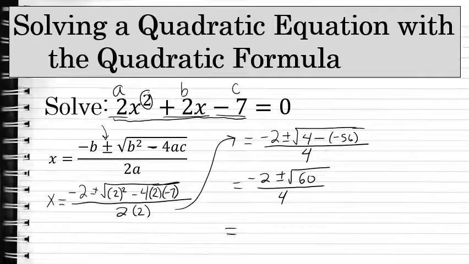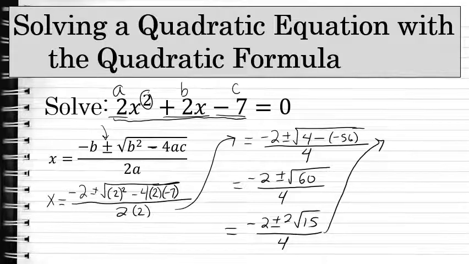And the square root of 60 simplifies to 2 root 15. The solutions to this quadratic equation can be expressed as negative 2 plus or minus 2 root 15 over 4. However, I can put this in lowest terms. Both terms in the numerator are divisible by 2, as is the single term in the denominator.